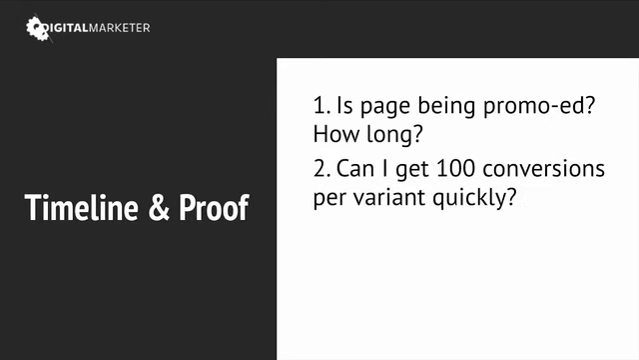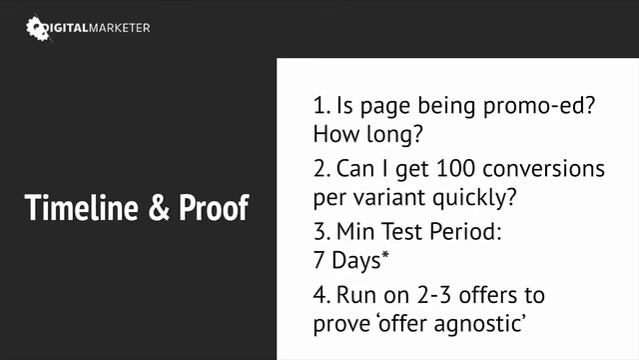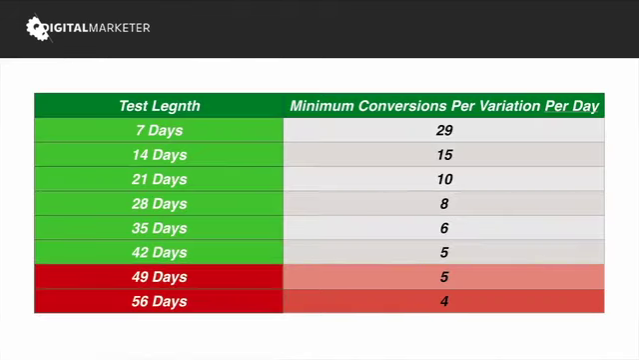Can I get 100 conversions per variant quickly? That's another important one. If you don't have enough conversions, it doesn't matter. It's not traffic that's going to dictate how long a test runs. It's the actions that they take that will dictate how long a test runs. I have a minimum test period of 7 days. This can change. You can go shorter, but there's a higher risk, right? Anytime you make a data set smaller, there's a much higher risk upon implementation. And then I run on 2 to 3 offers to prove it's offer agnostic.